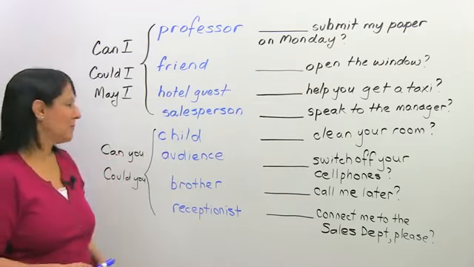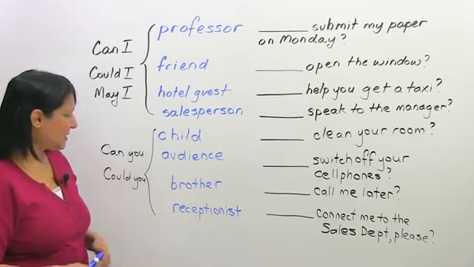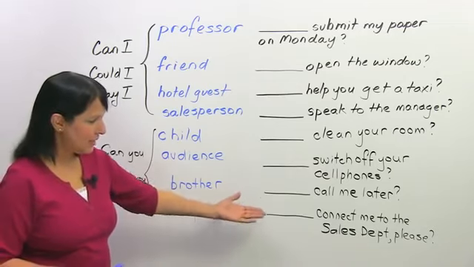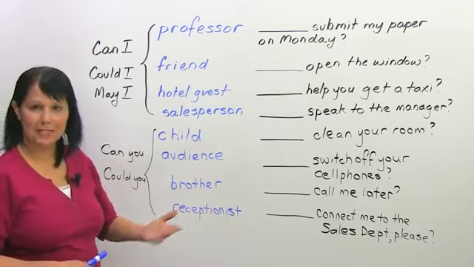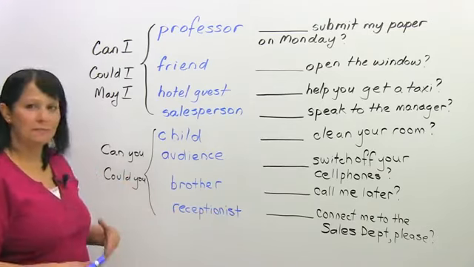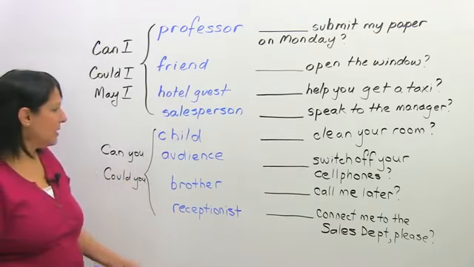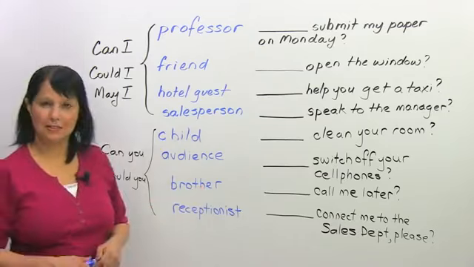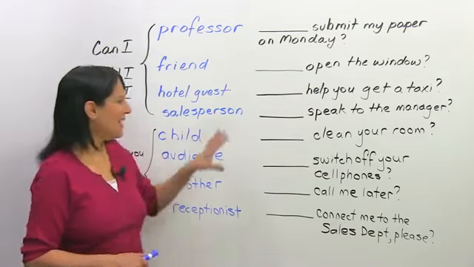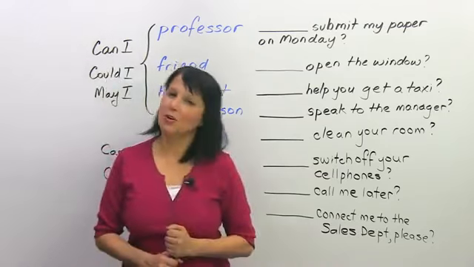I'm busy right now. Next, you're asking a receptionist. Blank, connect me to the sales department, please. So what would you say? Again, you want to be a little bit more polite. Could you connect me to the sales department, please? All right. Now, that was really good. Hope you got all of those right.